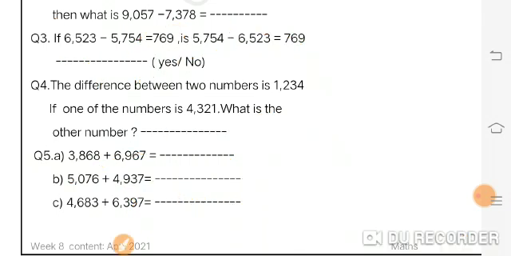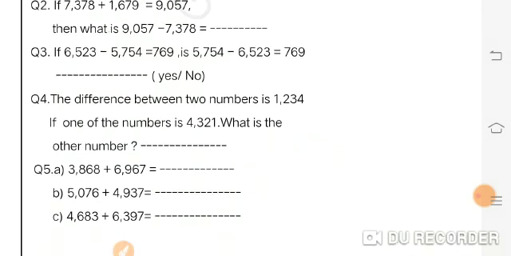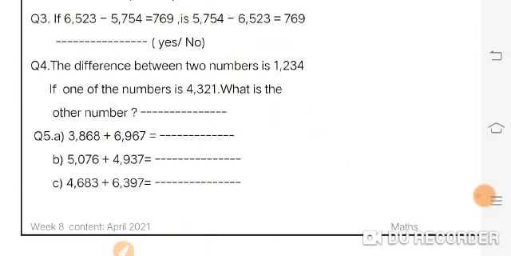Okay, then we have question number 5. Here you have to add these given numbers, but you have to add horizontally. Means ones place with ones place, then tens place from this to this, hundreds place from this to this, and thousands place from this to this. I'll be solving one part here, then the rest you can try on your own.